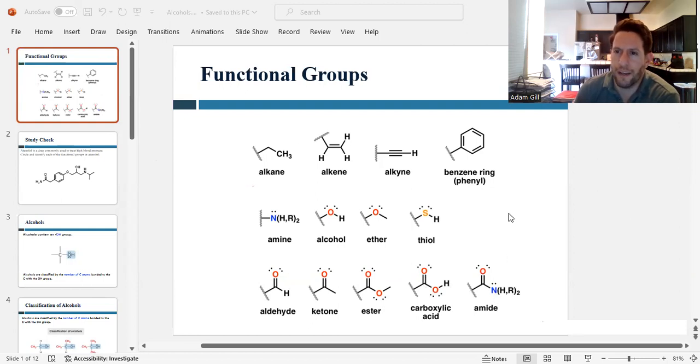So I would highly recommend memorizing these as soon as you can. Being able to identify these functional groups is the first step to being able to predict their reactions or to name them. So being able to identify the type of functional group from a structure is going to be the first step to everything. So definitely memorize these.